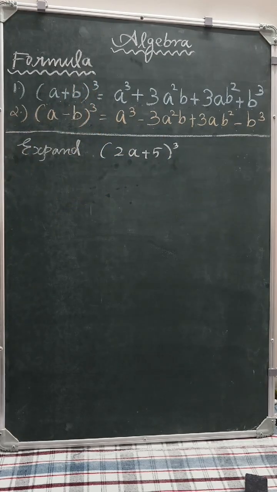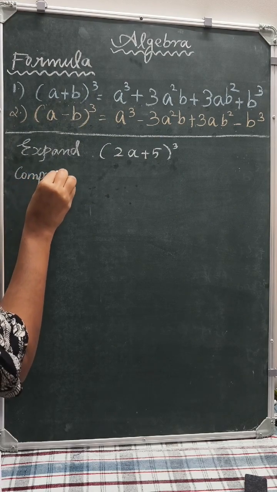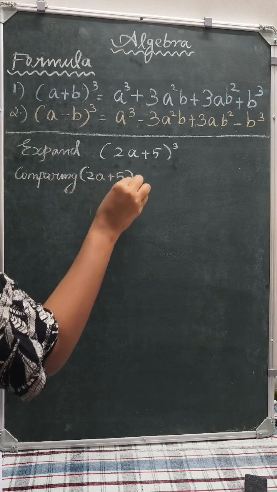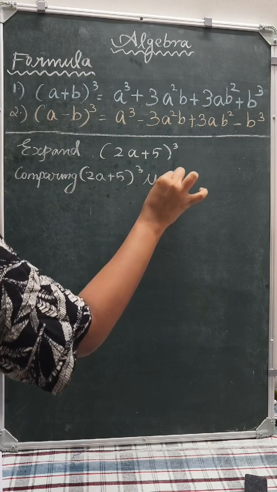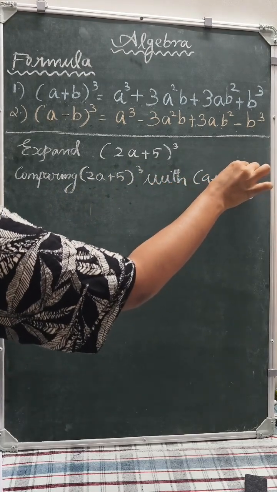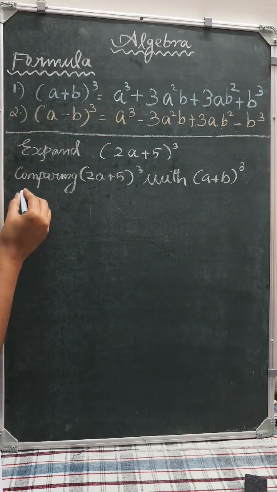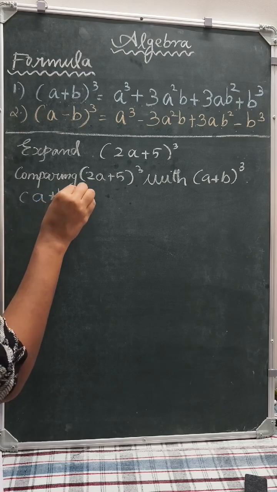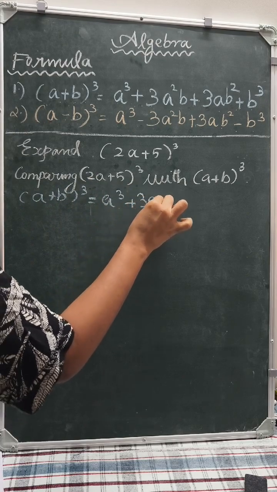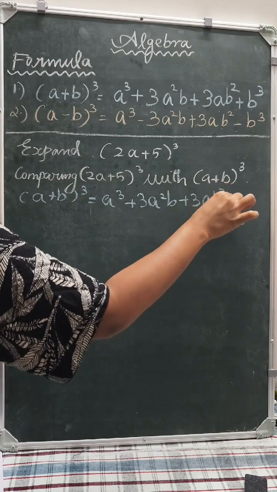Okay. Now, I am going to write: comparing (2a + 5)³ with (a + b)³. Now I am going to highlight the (a + b)³ formula in blue color. So (a + b)³ is equal to a³ + 3a²b + 3ab² + b³.